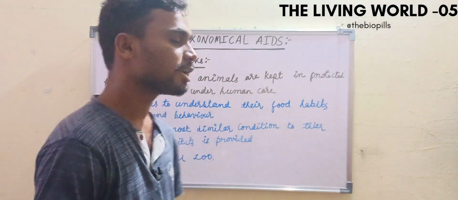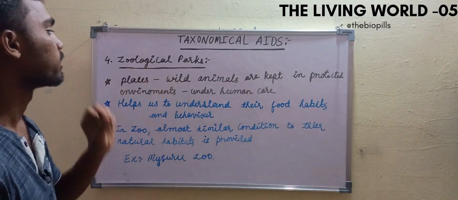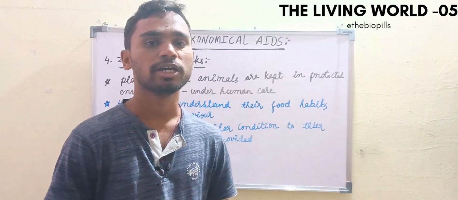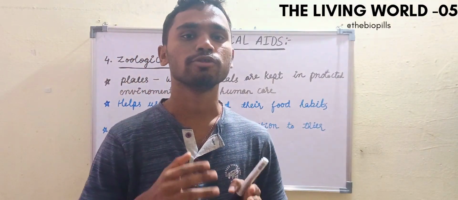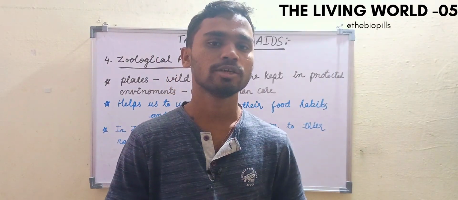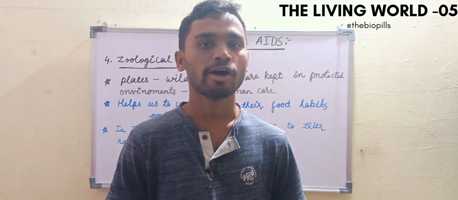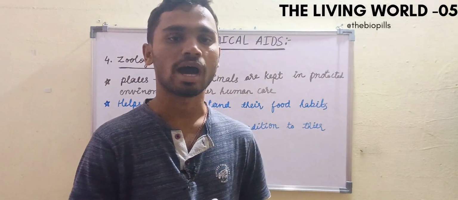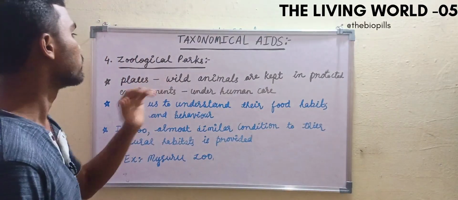Today we are going to learn about another taxonomical aid, the fourth one, zoological parks. Most of us are familiar with these zoological parks because in our school days most of us went on tours to see the zoo animals. This is a craze for small children, so most school managements arrange tours to zoos where we can see wild animals, even in government schools. That is why most of us are familiar with zoological parks.